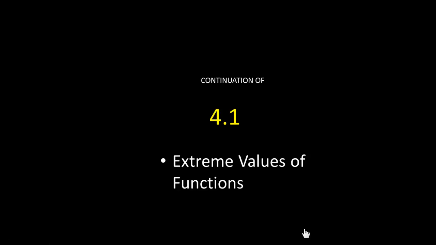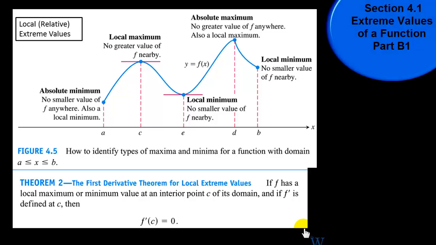Continuation of section 4.1 on extreme values of functions. All right, if you recall, we've looked at local minimum. Here they occur at these 3 points. That's a local minimum, and a local minimum. And we've seen too that that's an absolute minimum occurring at the whole, when we're talking about the closed interval from A to B. And then, of course, we've got that local maximum here and right here.